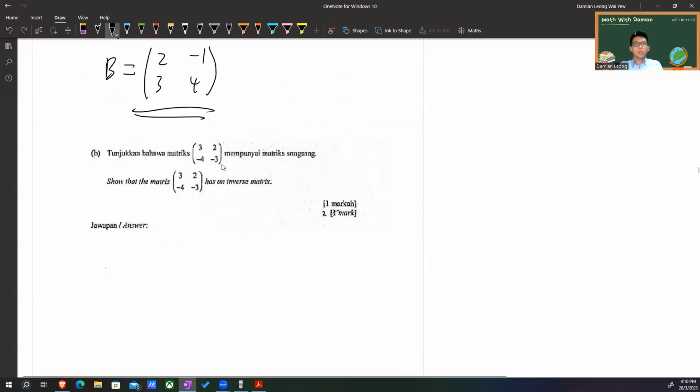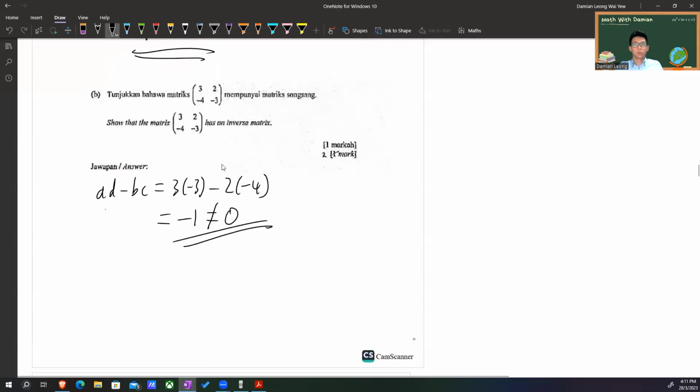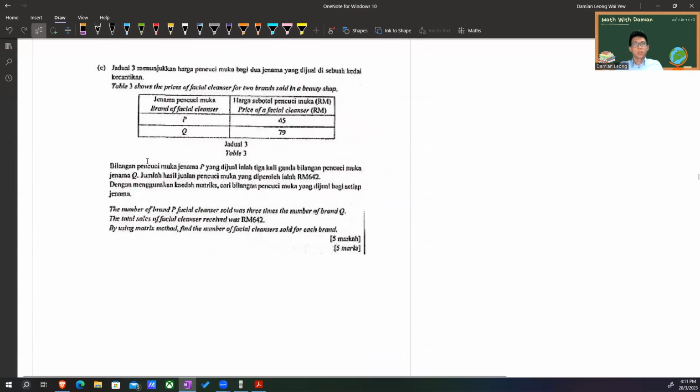Then part B, show that this matrix has an inverse matrix. So to show it has an inverse matrix, basically as long as the determinant AD minus BC is not equal to 0, then it has an inverse. So I find the AD minus BC value. 3 times negative 3 minus 2 times negative 4. So negative 9 plus 8, negative 1. Yeah. So it's not equal to 0. So it has an inverse. Then part C.